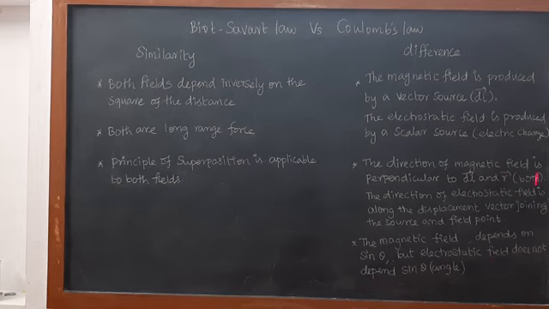So these 3 points are the differences between Biot-Savart law and Coulomb's law, or otherwise we can say the difference between the magnetic field produced and the electrostatic field produced by these two laws.